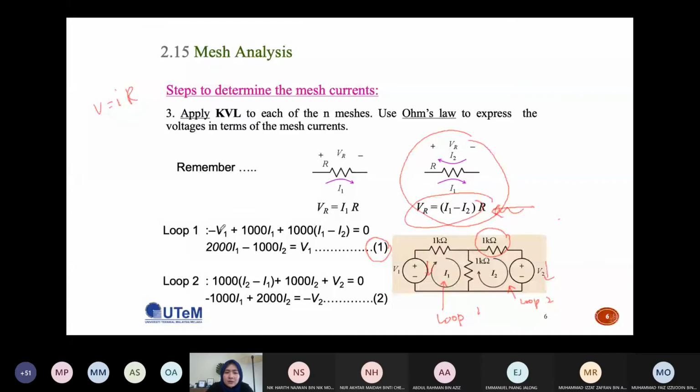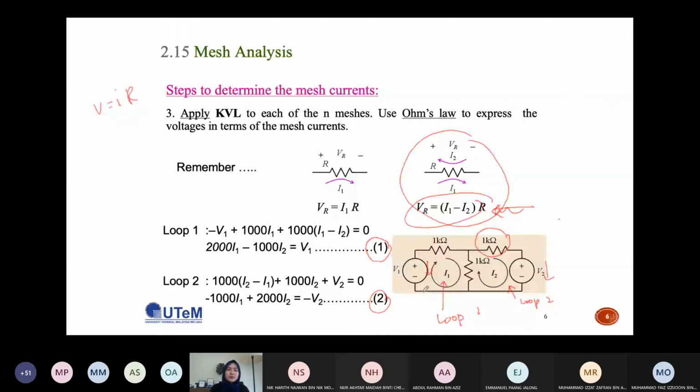So if you simplify this equation, you will get negative 1000 I1 plus 2000 I2 equals to negative V2. And this is the second equation based on the loop number 2.